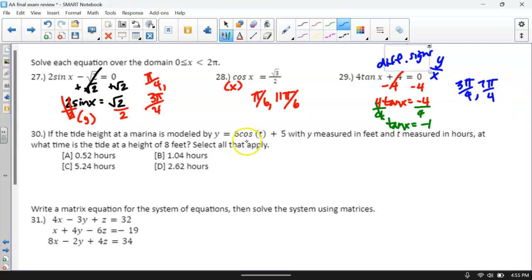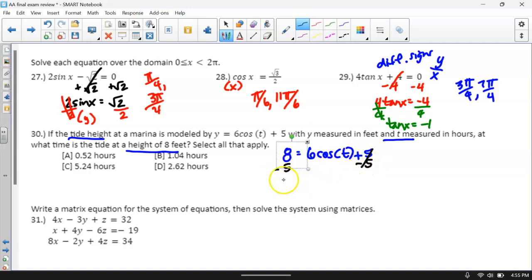So then 30, we are still solving this equation that represents a tide height. We're just looking for what is t if the height is 8. So 8 feet here. 8 is equal to 6 times cosine of t plus 5. Now we can go through and solve. Subtract 5 from both sides. Here I've got 3 is equal to 6 times cosine of t. Now what do we do? Divide, right? Opposite operation by 6.